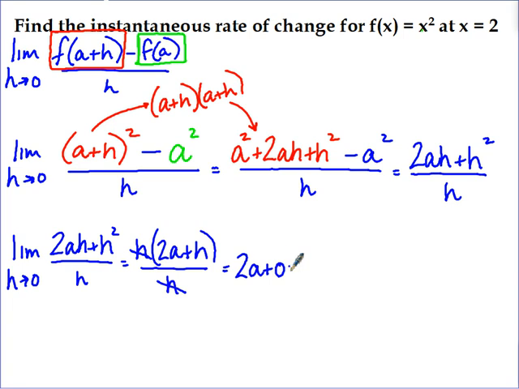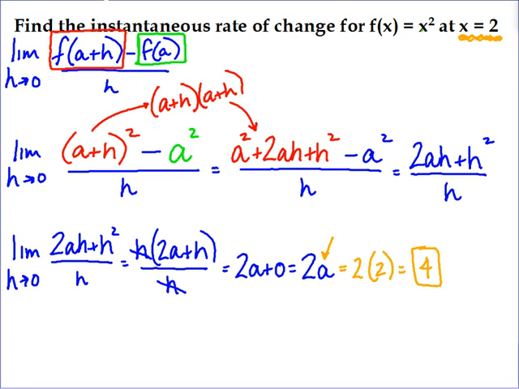I'm almost done, but I'm not quite done. Remember, they want this at x equals 2. I talked about at the beginning of this problem how you have to have a function value to know where to find the slope at. So we're going to plug that 2 in here for a. So we have 2 times 2, and our slope is 4. So on the curve, x squared, when x equals 2, your slope is going to be 4. Okay, I'll let you take that all in for just a moment.